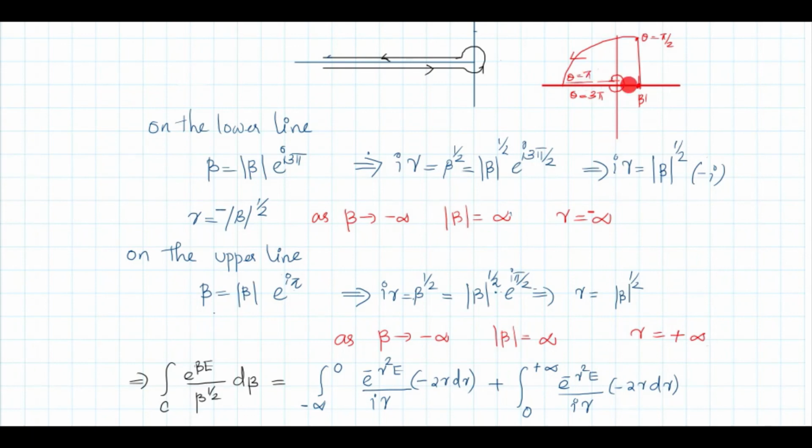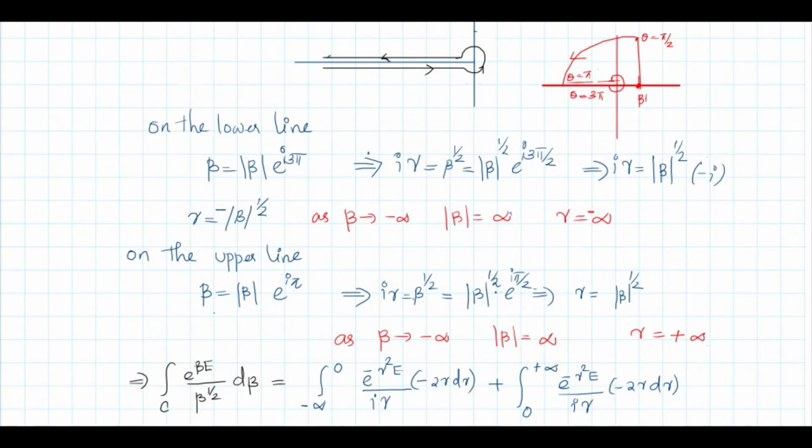On the lower line, it goes around an angle of a complete circle, so it will increase the angle by 2 pi. And the lower line will have a phase of 3 pi. So substitute all the values. Limits are minus infinity to 0. e raised to minus beta becomes gamma square. e divided by beta raised to half is i gamma. d beta is minus 2 gamma d gamma.